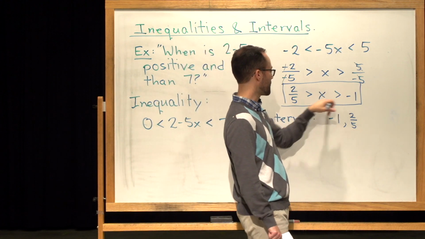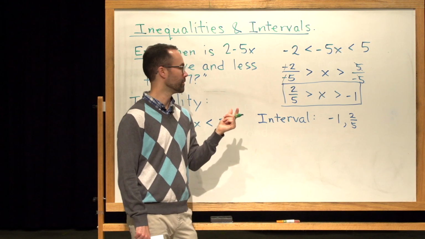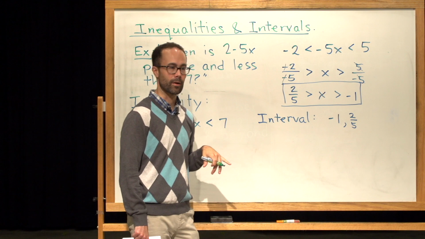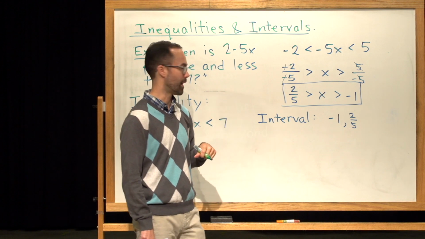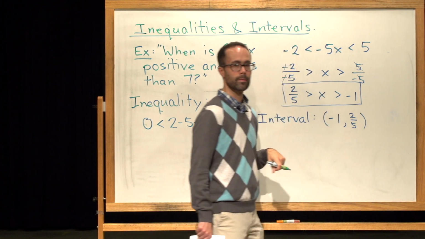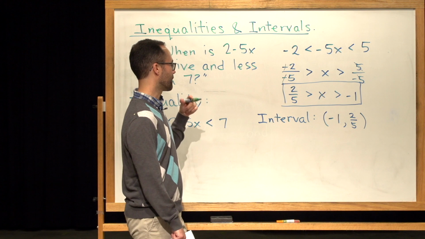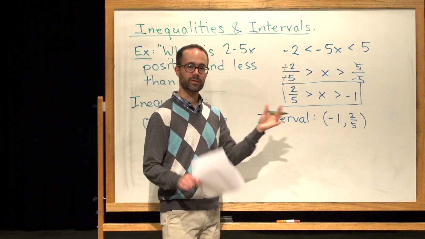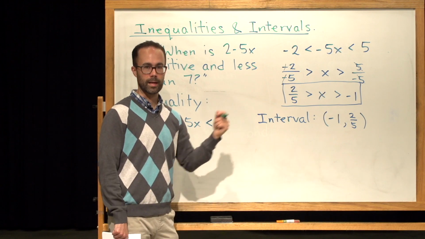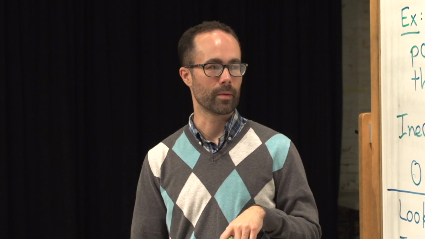And based on the inequality, we know that we're not allowed to have negative 1 itself. x has to be strictly greater than that. And we can't have 2/5 itself either. It has to be strictly less than that. And the way the notation works here is we put in parentheses to indicate that. So in this case, we have the interval from negative 1 to 2/5. So it's all the numbers in between, but it doesn't include either of those numbers on the endpoint. So let's do one last thing with this example before we move on.